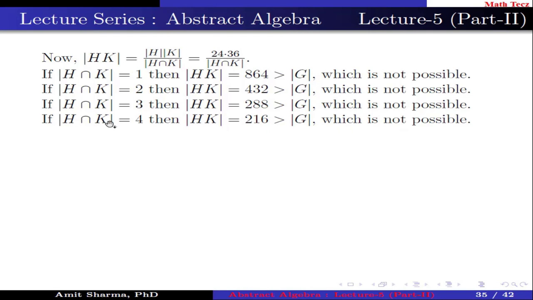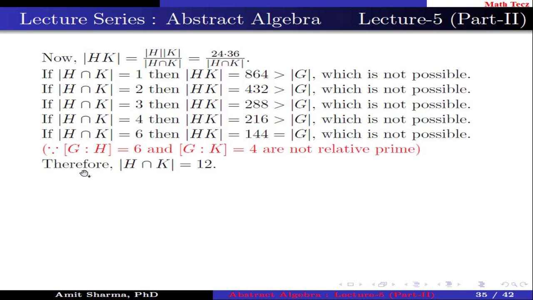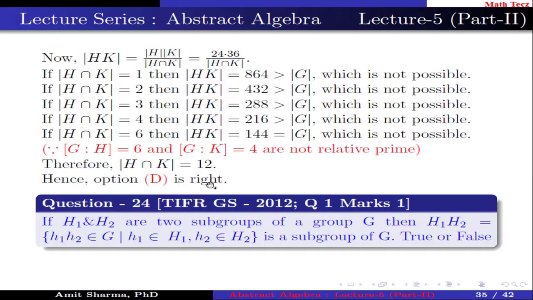If the order of H intersection K is 4, then the order of HK is 216, which is greater than the order of G, which is not possible. If the order of H intersection K is 6, then the order of HK is 144, which is equal to the order of G, which is not possible because the index of H in G is 6 and the index of K in G is 4, and both are not relatively prime. Therefore, the order of H intersection K is 12. Hence, option D is right.